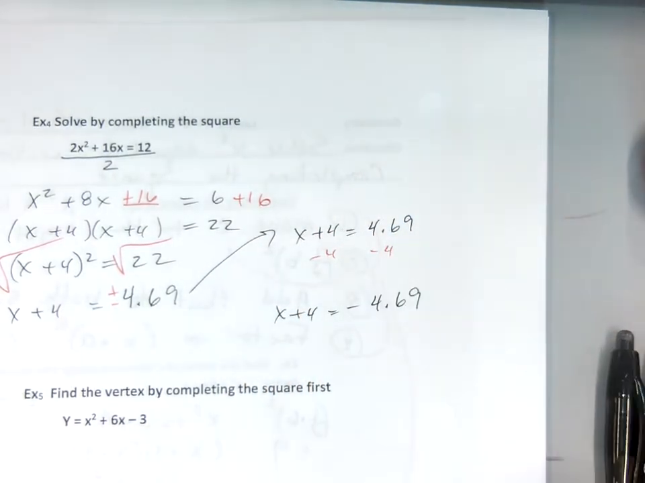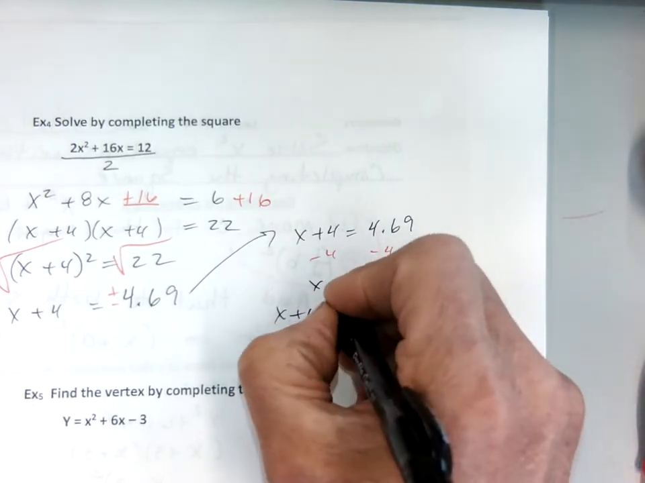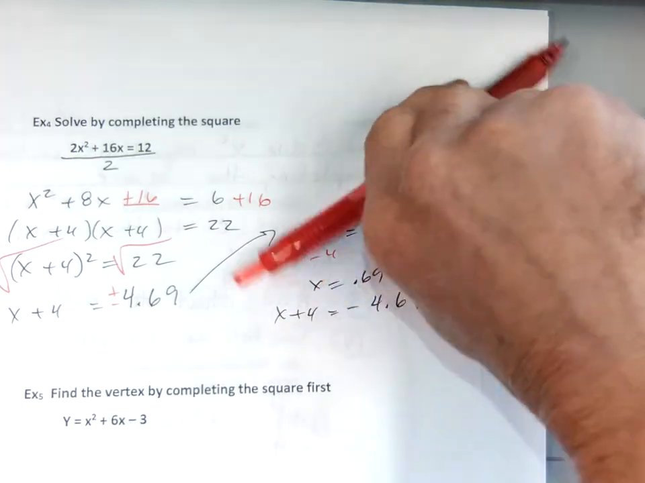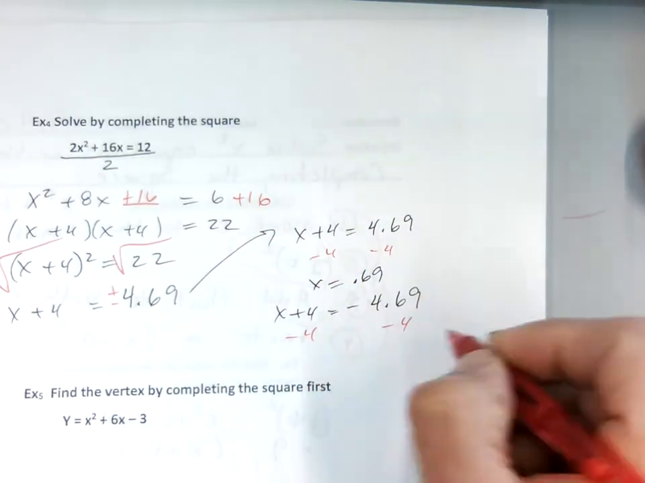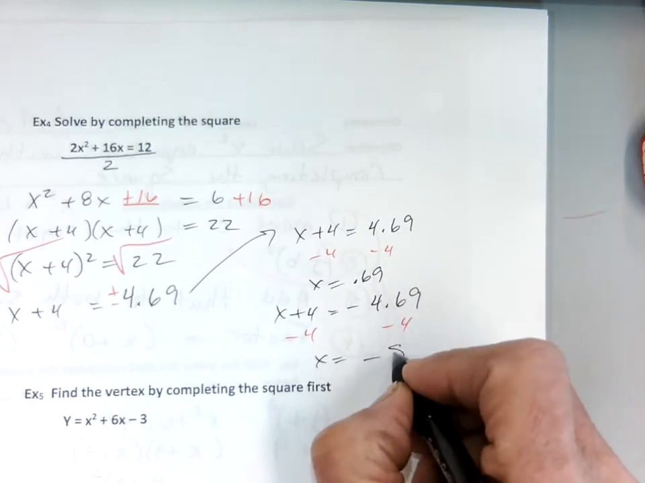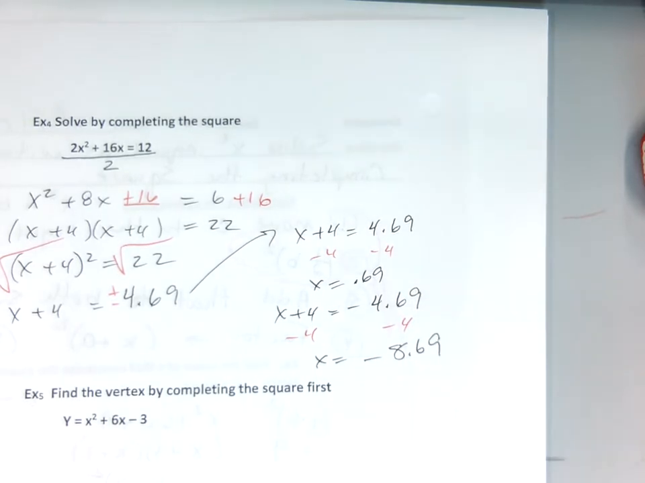And then minus 4, right? Well, that's going to give me 0.69. One answer. 0.69. And then minus 4, I'm going to get negative 8.69. Okay, there we go.